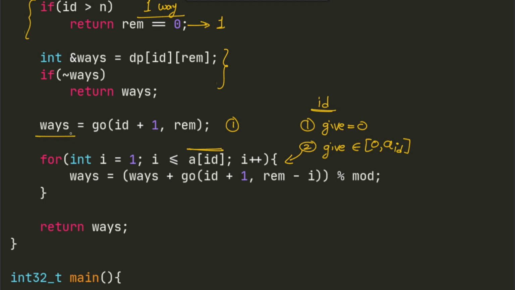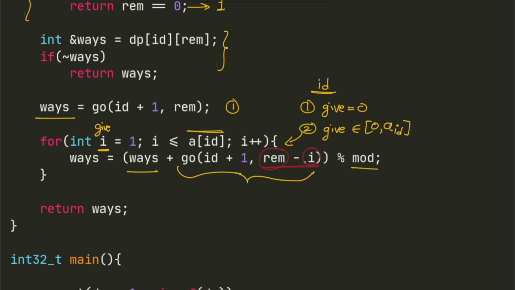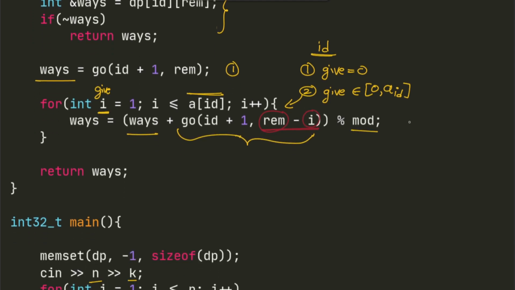And for each of them we need to count the number of ways, which will be added by taking the values from the next state and taking the mod alongside it. If this variable denotes the number of candies that we are giving to the id child, then the number of candies left for the next child would be the amount of candies that we already had minus what we used up, and finding the total number of ways and returning the answer from here.